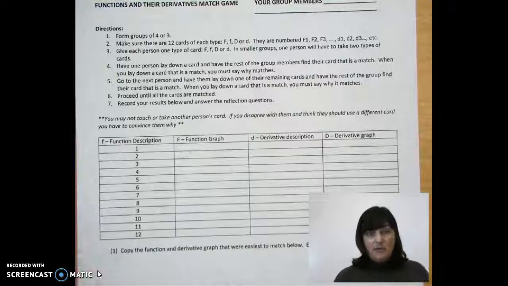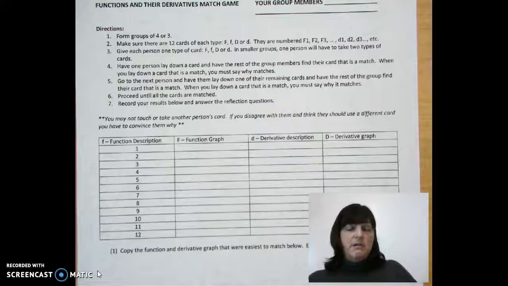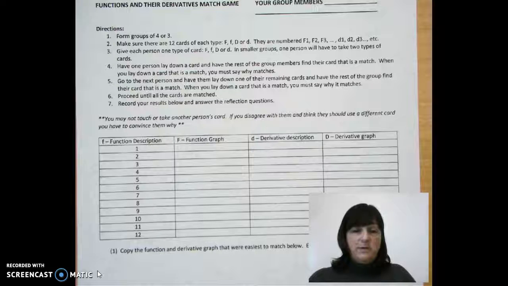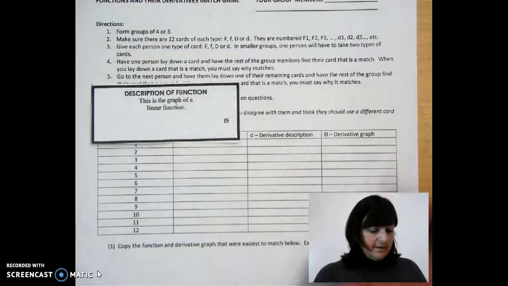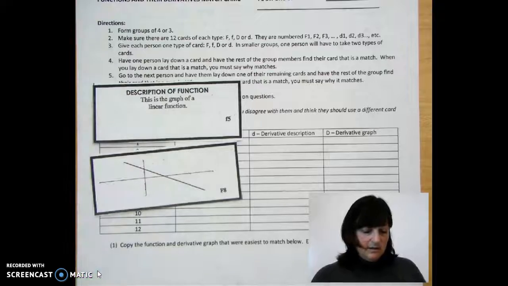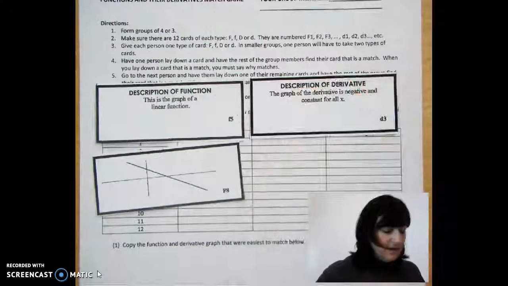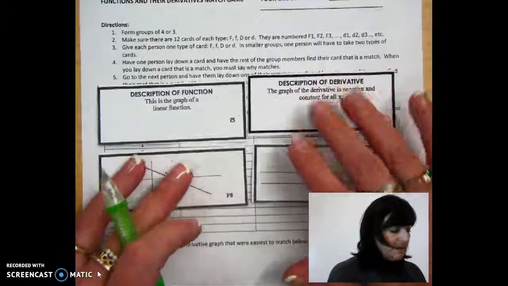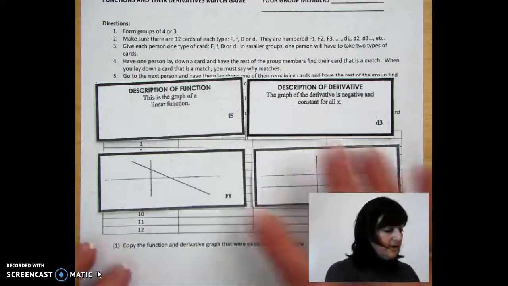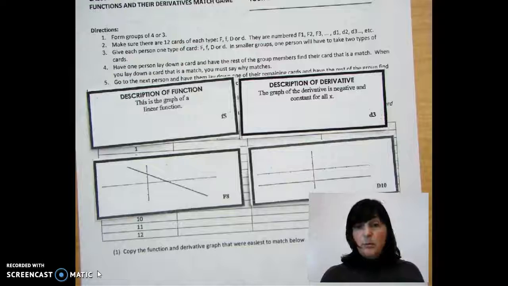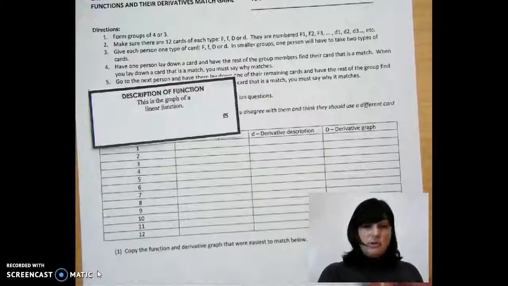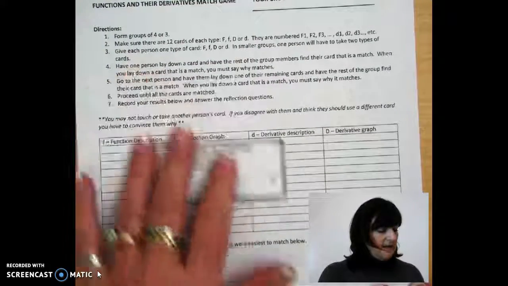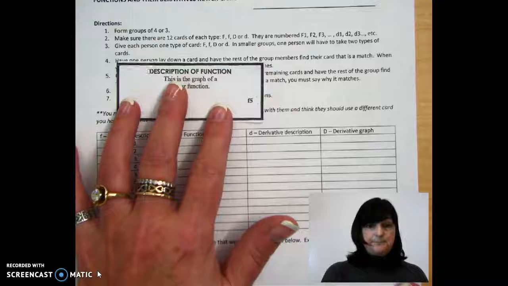So the way the game works is you're going to get in groups of 4. If you need to, we'll have a couple groups of 3, perhaps. And there's 4 types of cards: a description of a function, a graph of a function, a description of the derivative, and the graph of the derivative. Each person is responsible for one type of card. So if I have the function description cards and it's my turn to go, I get to lay down any one of my cards that I want.